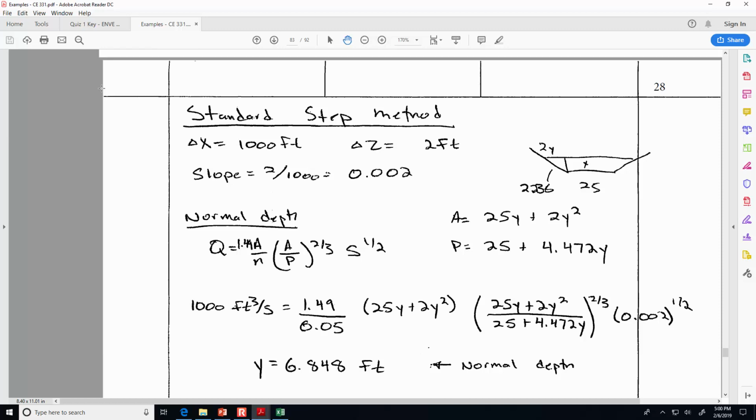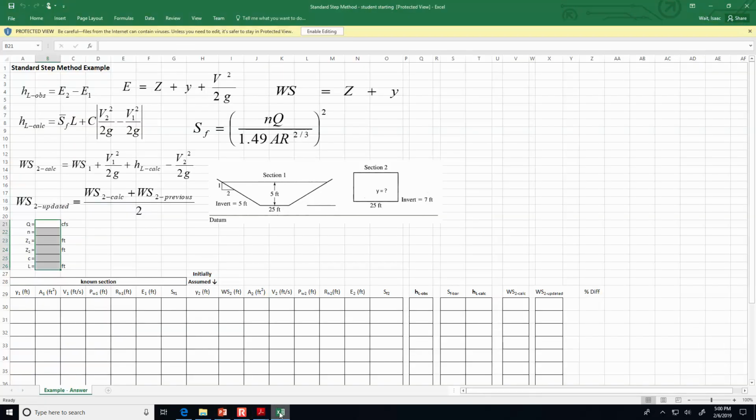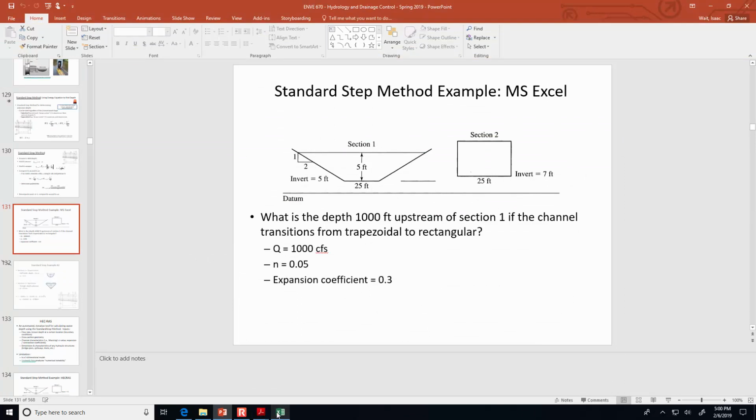All right. The other thing is we know that over the course of a distance of 1,000 feet, how much does the elevation change from the upstream to the downstream section? The given information, I think it's there on your notes. It says the invert is 5 feet at section 1 and 7 feet at section 2. So it's just increasing by 2 feet. So the delta Z is 2 feet. And we use that to get the slope of the channel. The slope, how steep the channel is, is 2 feet out of 1,000. And so 0.002 is the channel slope. Okay, normal depth.